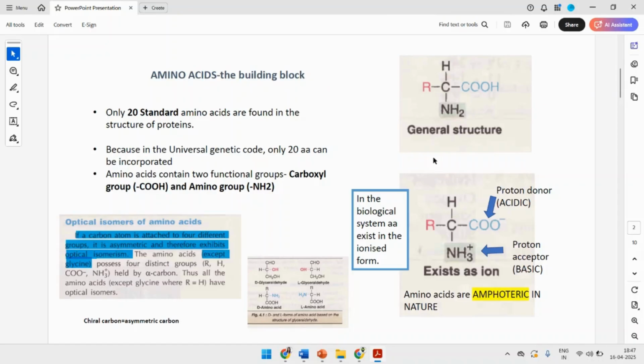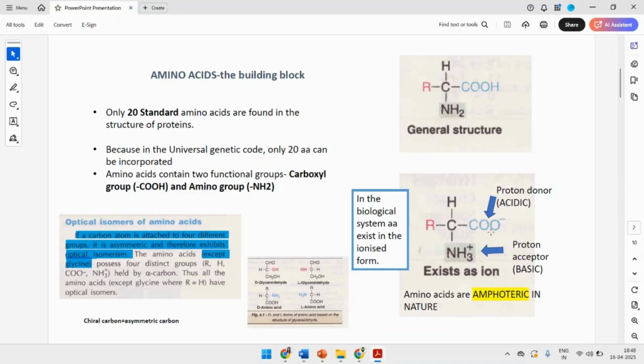Now, so the general structure of amino acids is clear to us, that is an NH2 group and a COOH group, right? Now, in proteins, there are only 20 standard amino acids which are found, right? Now, why is it so? Because जो हमारा universal genetic code होता है, उसमें only these 20 amino acids can be incorporated, right? And we have already discussed the two functional groups in amino acid, that is the carboxyl group and the amino group, right?